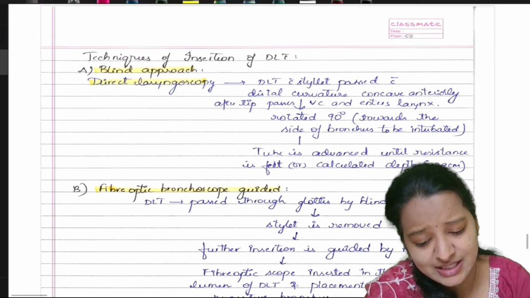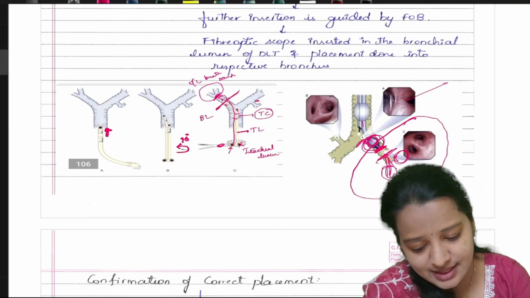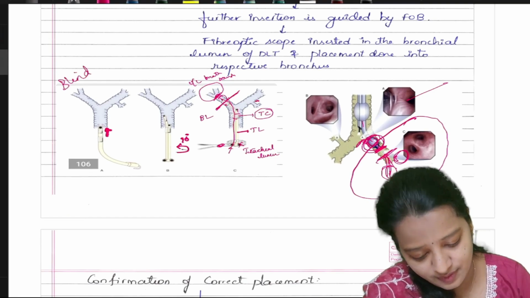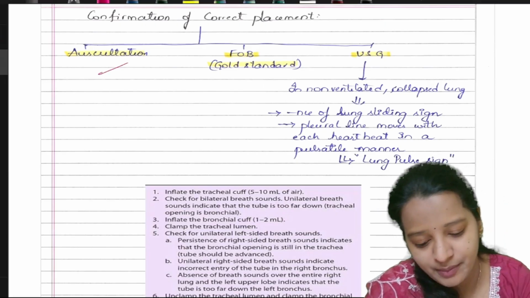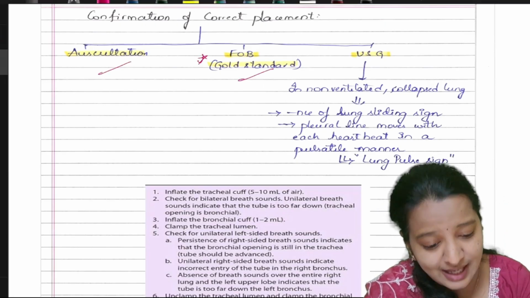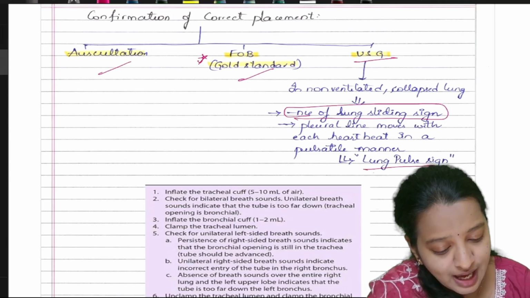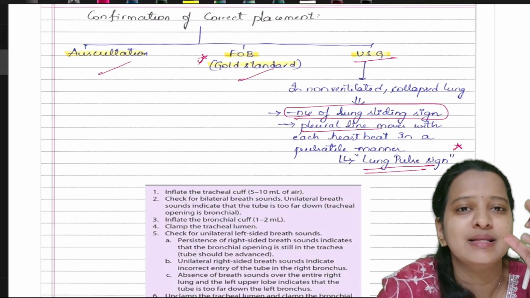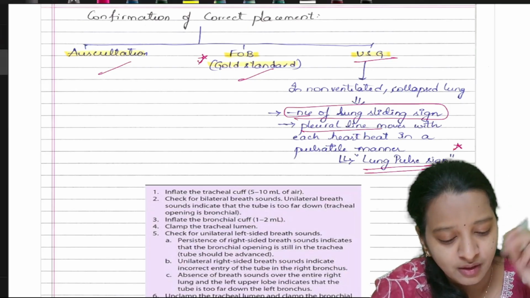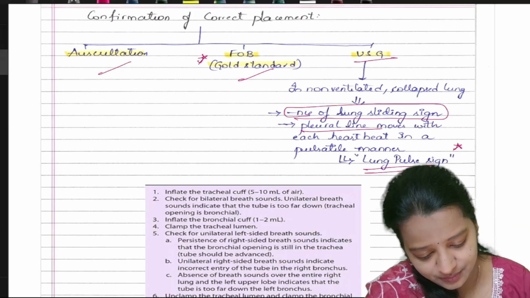So techniques, blind approach we have seen, and fiber optic we have seen. So this is fiber optic and this is blind. So how will you confirm? By auscultation, fiber optic, which is the gold standard, and by ultrasound. In ultrasound you have to look for absence of lung sliding sign, and there is another sign called lung pulse sign, where the pleural line moves with each heartbeat in a pulsatile manner. Okay. So these two signs you have to see in ultrasound.